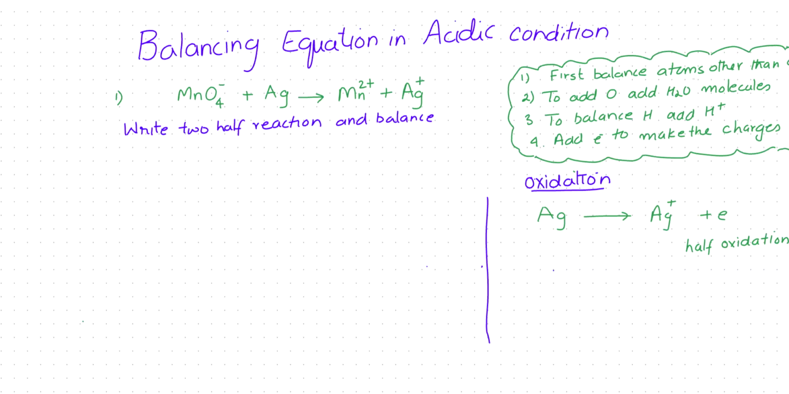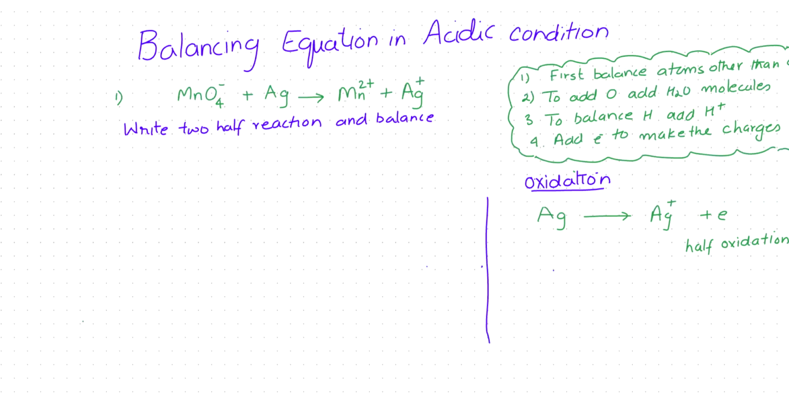And then to add oxygen, we add water molecules. And to balance hydrogen, we add H+ ions. And at the end, we balance the charges by adding electrons. So first we split into two half reactions. MnO4⁻ plus Ag forms Mn²⁺ plus Ag⁺.